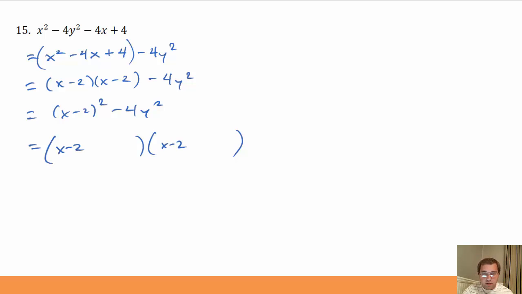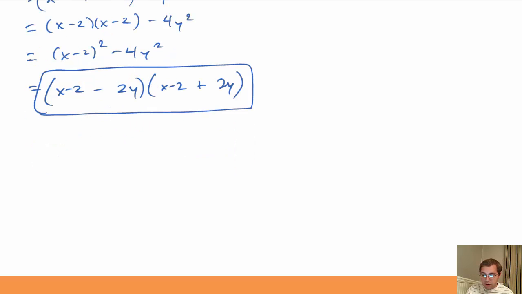What am I squaring to get 4y squared? Well, I'm squaring 2y. So I put that in the second position. Make one of them minus and one of them plus. Now it looks weird, but that is fully factored. X minus 2 minus 2y times x minus 2 plus 2y. And again, if you don't believe me, FOIL it out.